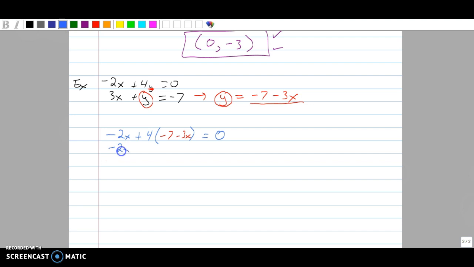So, got negative 2x minus 28 from distributing, minus 12x is equal to 0. Negative 2x minus 12x is negative 14x minus 28 is equal to 0. Add the 28 to that side, so you got negative 14x equals 28. What is x? X is negative 2. Great. So we got x. And we got to plug this into the other equation. Or into the original, I should say.